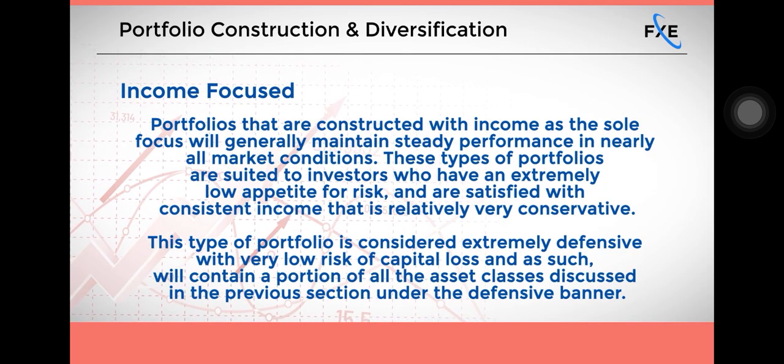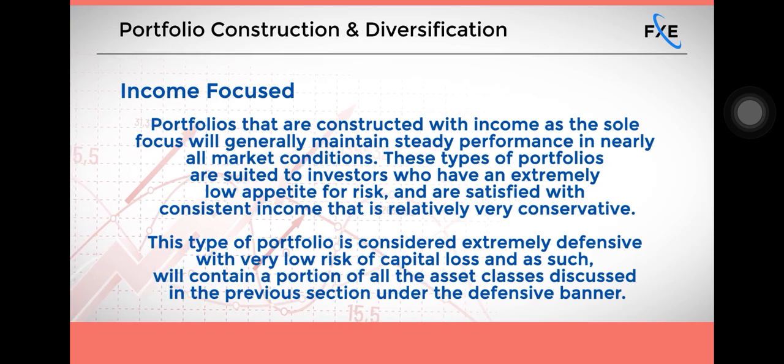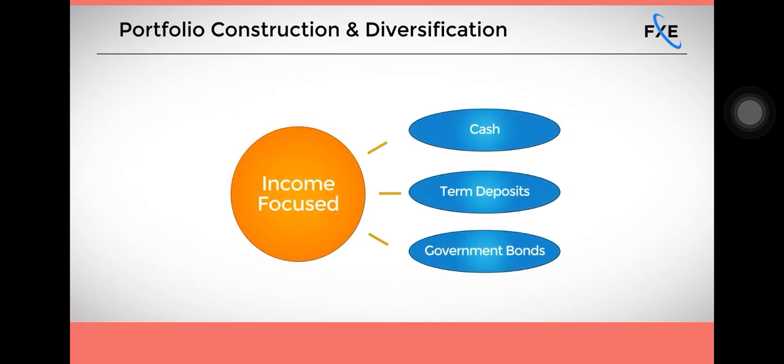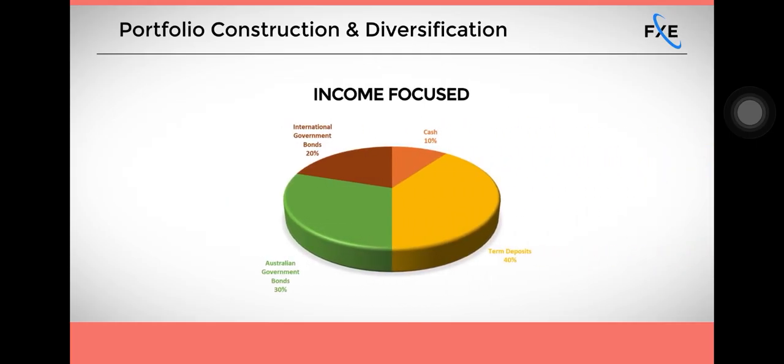This type of portfolio is considered extremely defensive, with very low risk of capital loss, and as such, will contain a portion of all the asset classes discussed in the previous section under the defensive banner. To break down the different allocations for the portfolio construction, we will use percentage values for each. These percentages can be increased or decreased according to the investor's comfort level and are suggested only as a guide. The three asset classes that are suggested for this portfolio are a cash holding, term deposit investments, and government bonds. The chart that we can see on the screen demonstrates the type of breakdown that can be used for each asset class. Let's now look at income-focused diversification.